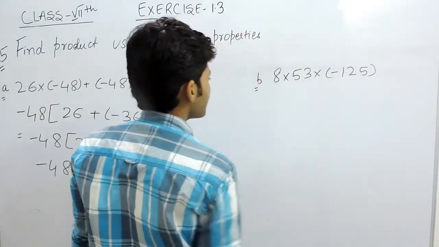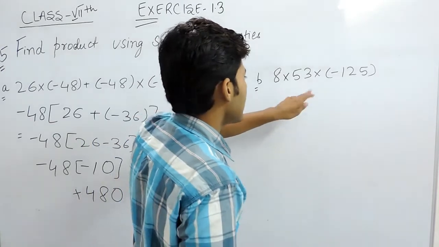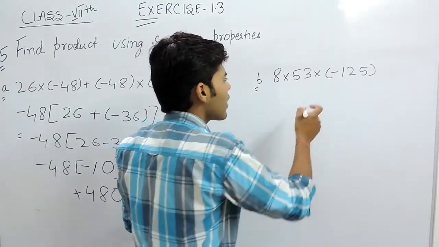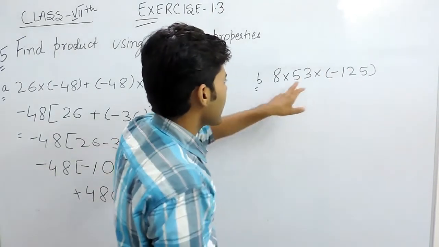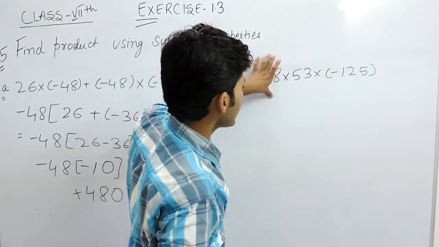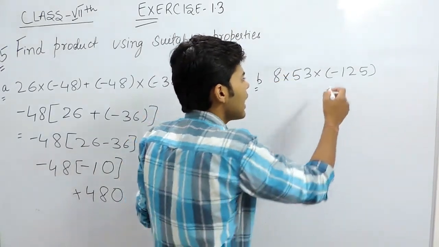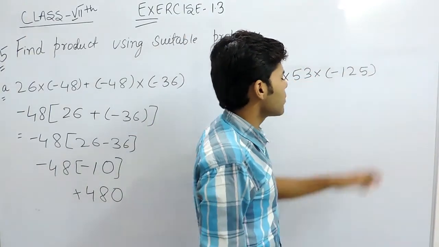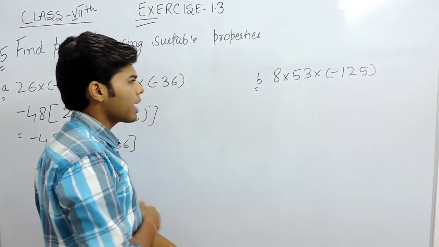Now part B. In part B, it's 8 multiplied with 53 multiplied with 125. So one more thing that you should keep in mind, that if you multiply 8 with 53, then you get a term in 3 digits, and then you have to multiply it with 125, then again you multiply it and it will take a lot of time.